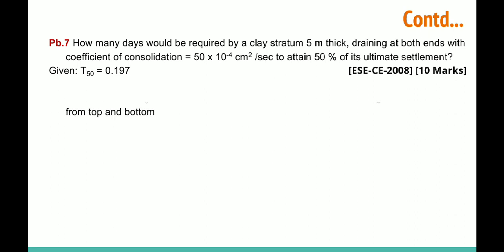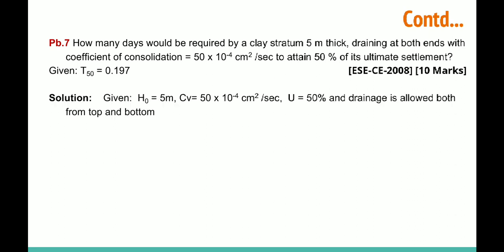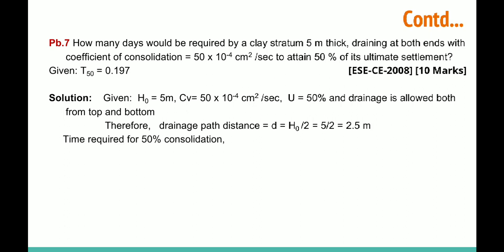Given is H0 of 5 meter, the coefficient of consolidation, and the degree of consolidation, with drainage allowed from both top and bottom. So this is an example of a double drainage system. Therefore the drainage path is H0 by 2, so we get 2.5 meter. For the time required for 50% degree of consolidation, we can use this relation, in which we have the Tv value, the CV value, and the D, so we can calculate T50.